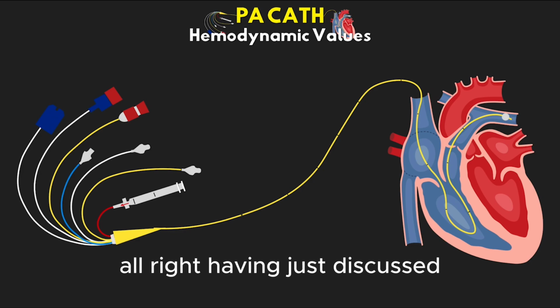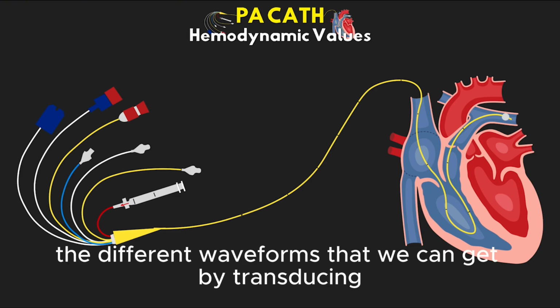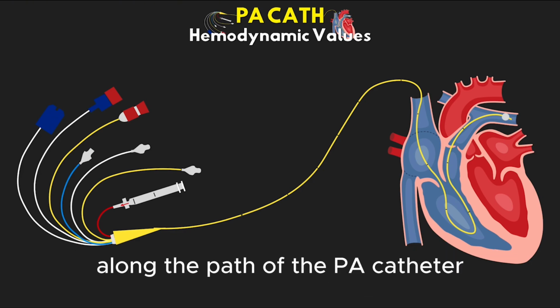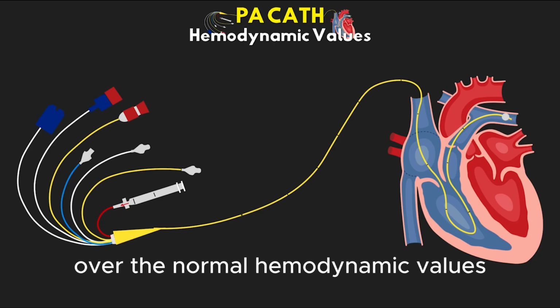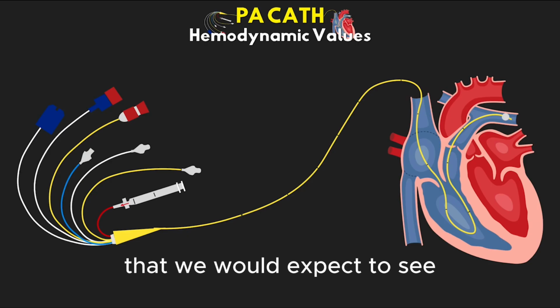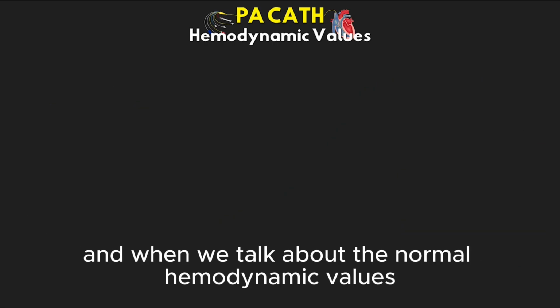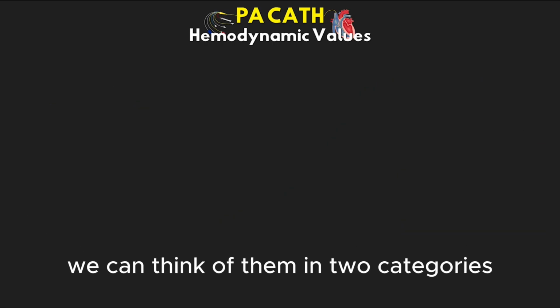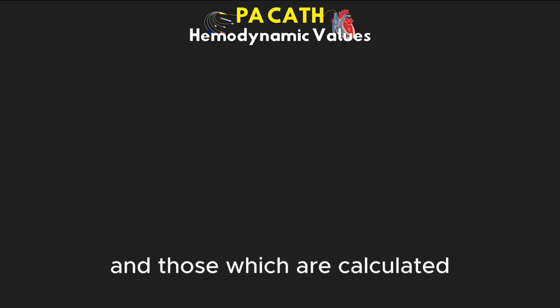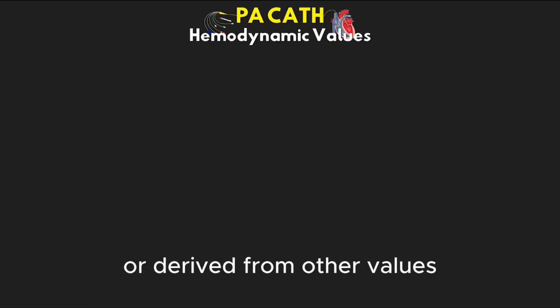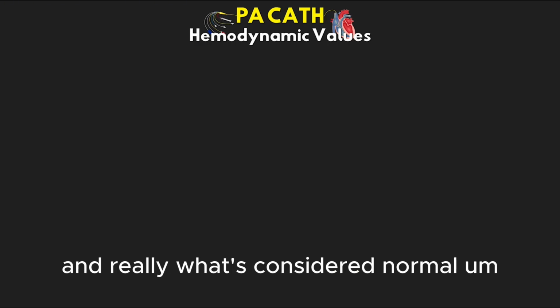Alright, having just discussed the different waveforms that we can get by transducing along the path of the PA catheter, we do need to quickly review the normal hemodynamic values that we would expect to see. When we talk about the normal hemodynamic values, we can think of them in two categories: those which we directly measure and obtain our values from directly, and those which are calculated or derived from other values we directly measure.